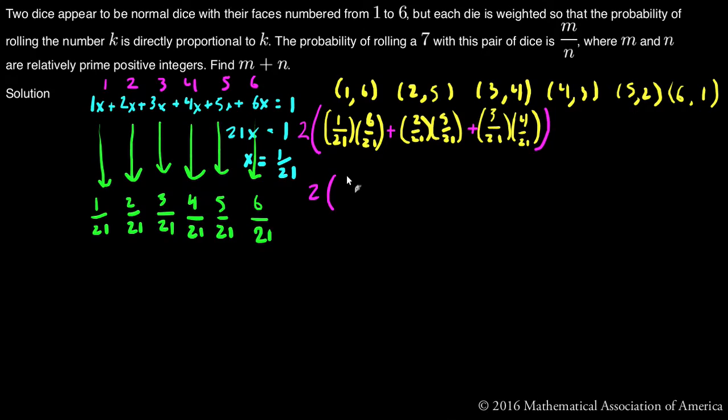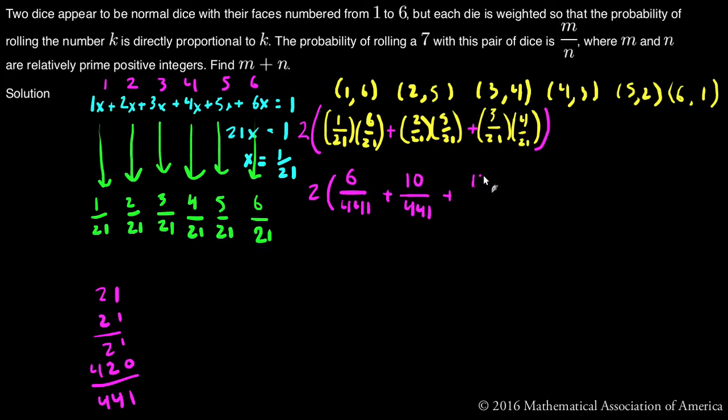So 1 times 6 is 6. 21 times 21 gives me, I believe, 441. Let me just make sure. 21 times 21: 1 times 21 is 21, 2 times 21 is 42, and yep, 441. So 6 divided by 441, plus 2 times 5 is 10, and we already did 21 times 21, that's 441. Then 3 times 4 is 12 out of 441. 6 plus 10 plus 12 is 28.